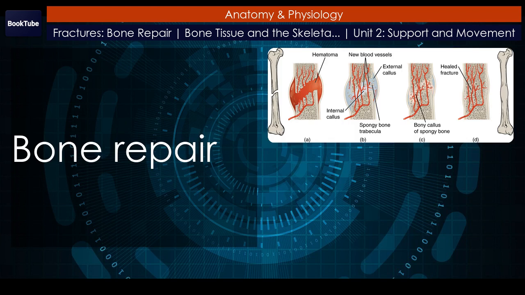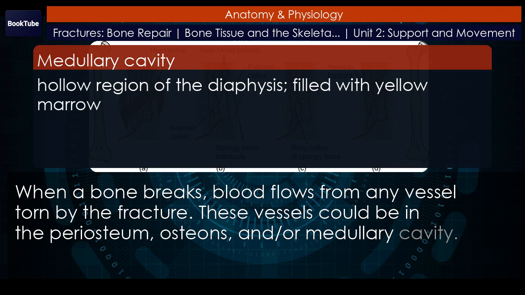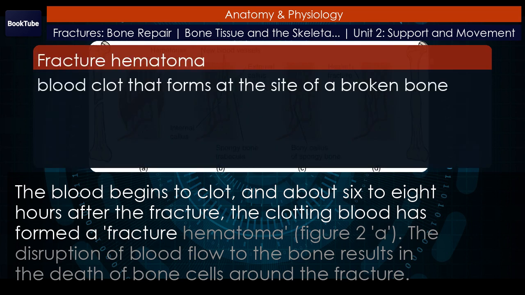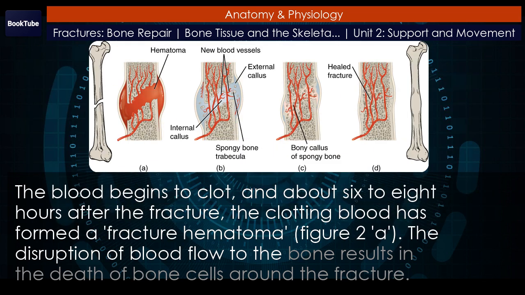Bone repair. When a bone breaks, blood flows from any vessel torn by the fracture. These vessels could be in the periosteum, osteons, and/or medullary cavity. The blood begins to clot, and about 6 to 8 hours after the fracture, the clotting blood has formed a fracture hematoma. Figure 2. The disruption of blood flow to the bone results in the death of bone cells around the fracture.